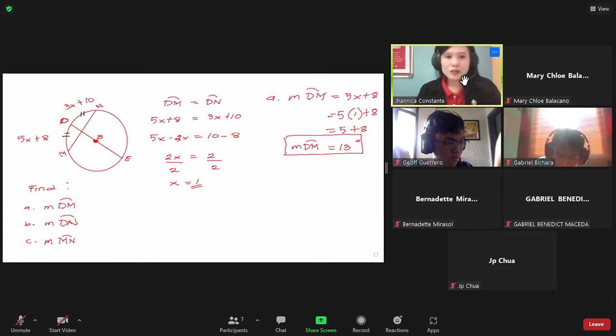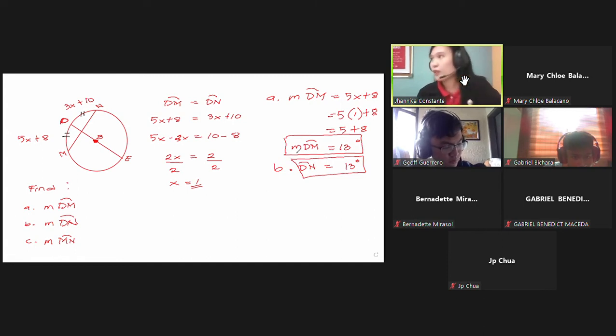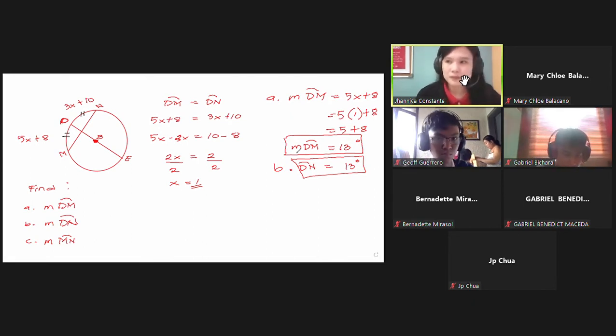So since two arcs are congruent, that means the measurement of our arc DN will also be equal to 13 degrees. So we have already solved for the measurement of the arc DM and the measurement of our arc DN in the circle B that we have.